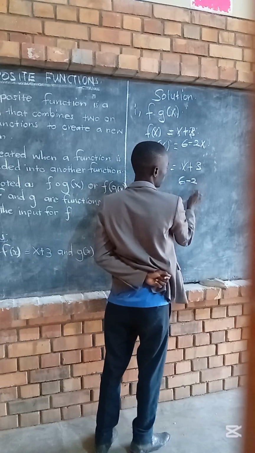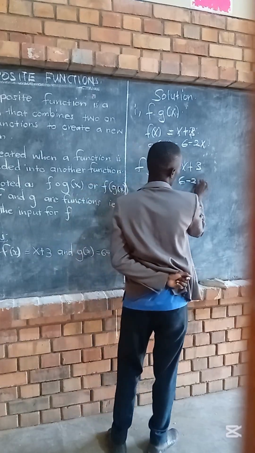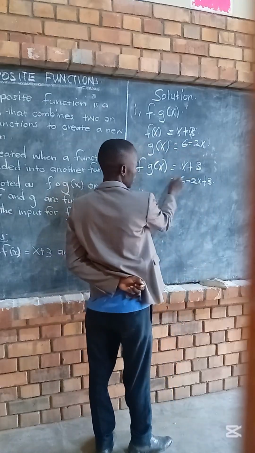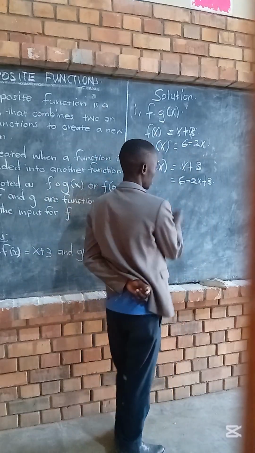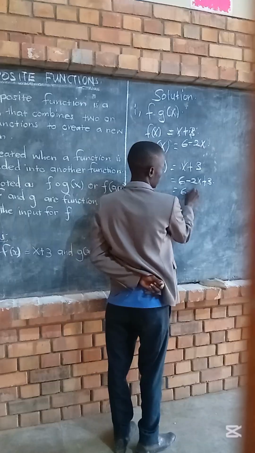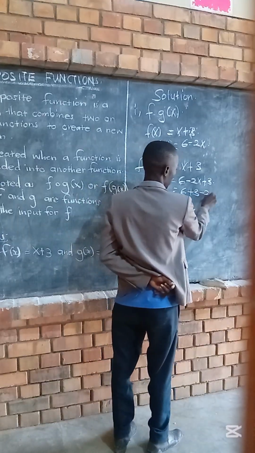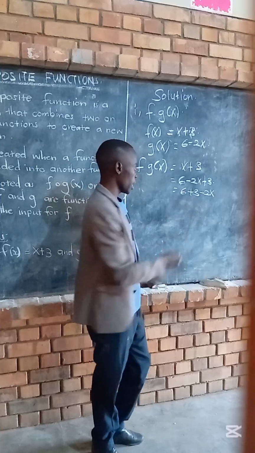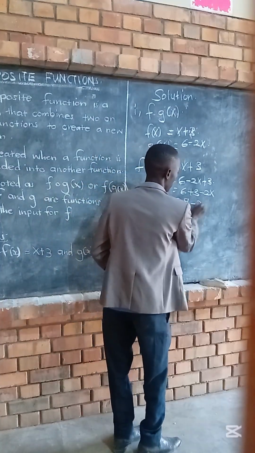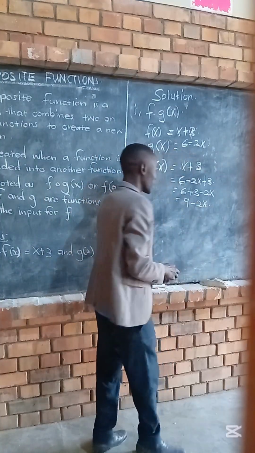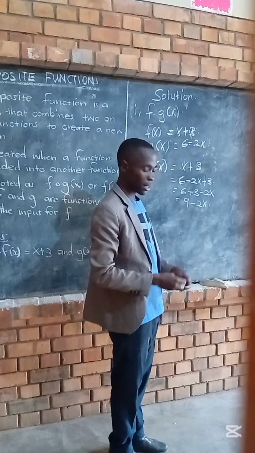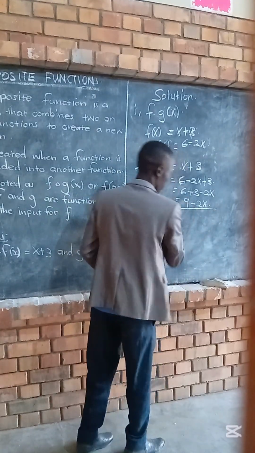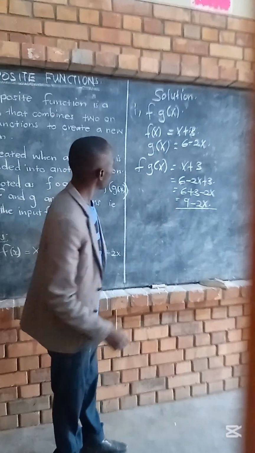Here we get 6 minus 2x plus 3. Then we collect like terms. We get 6 plus 3 minus 2x. The moment you add 6 and 3, you get 9 minus 2x. Since these ones are different terms, you can't subtract them. Therefore, this one becomes the answer.